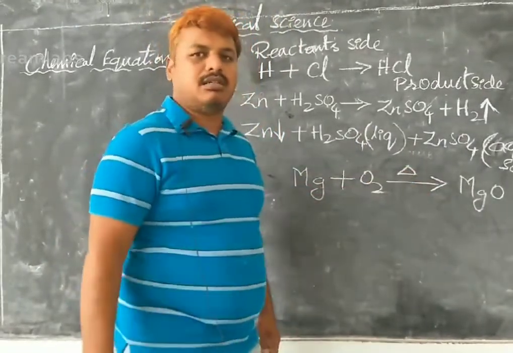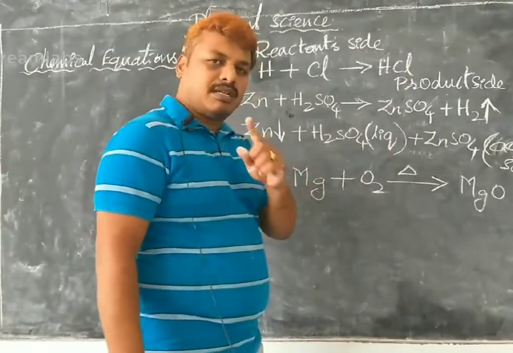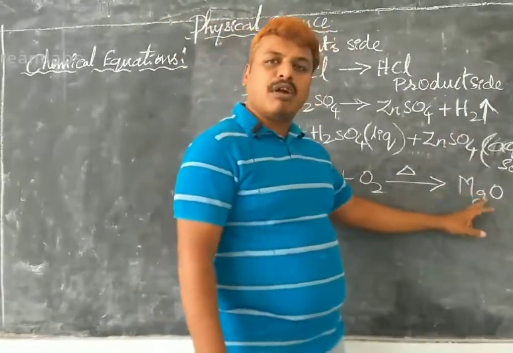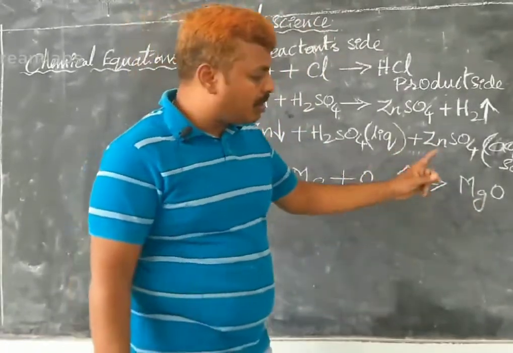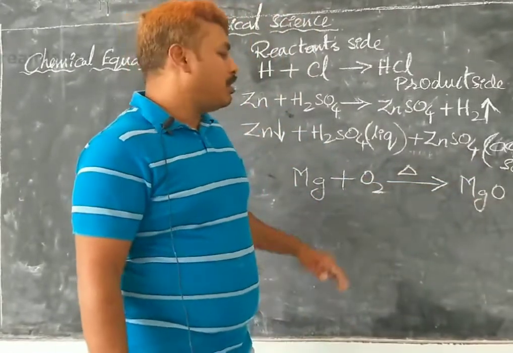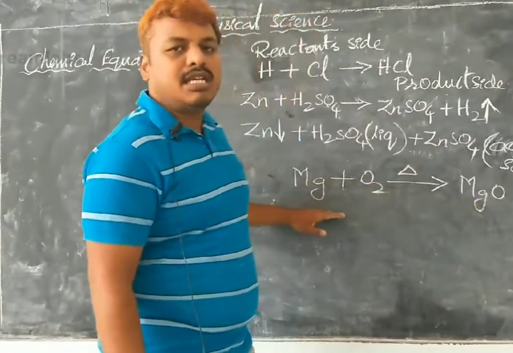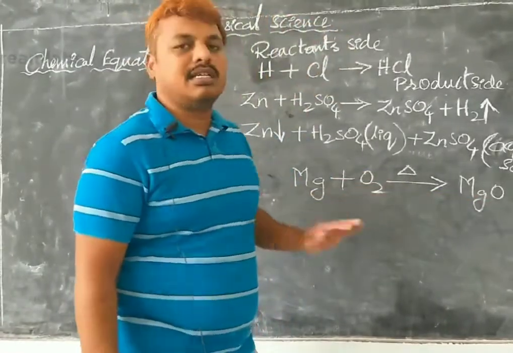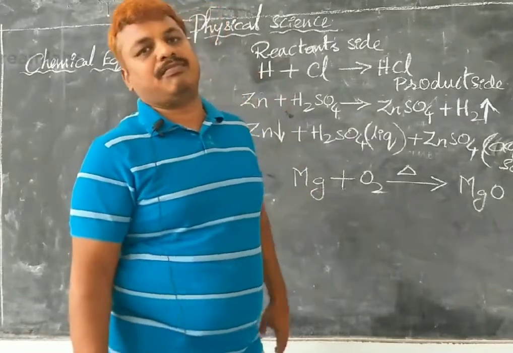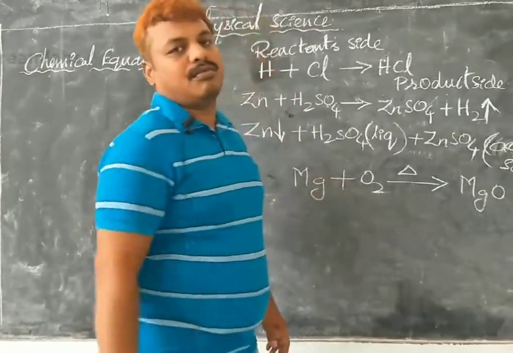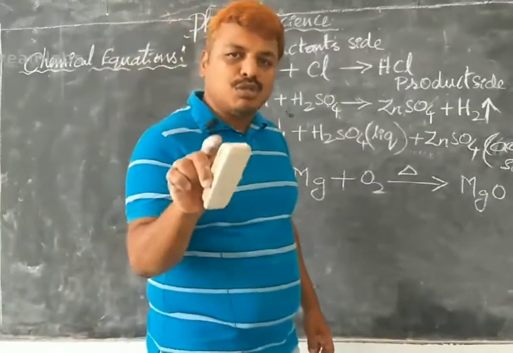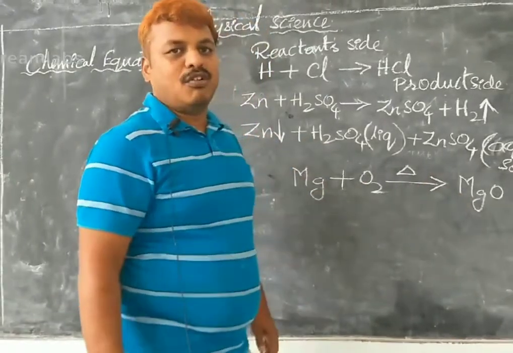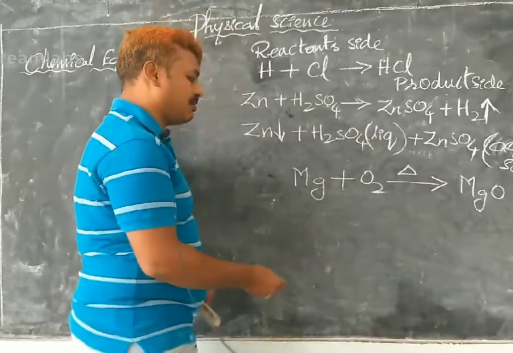They are not balancing because here magnesium is one atom, oxygen has two atoms. When you check with the product side, magnesium is only one atom and oxygen is also only one atom. When you check this complete skeleton equation, the product side and reactants side do not have the same number of atoms. Something is wrong with this. We need to correct the number of atoms on both sides. That is called balancing of equation.